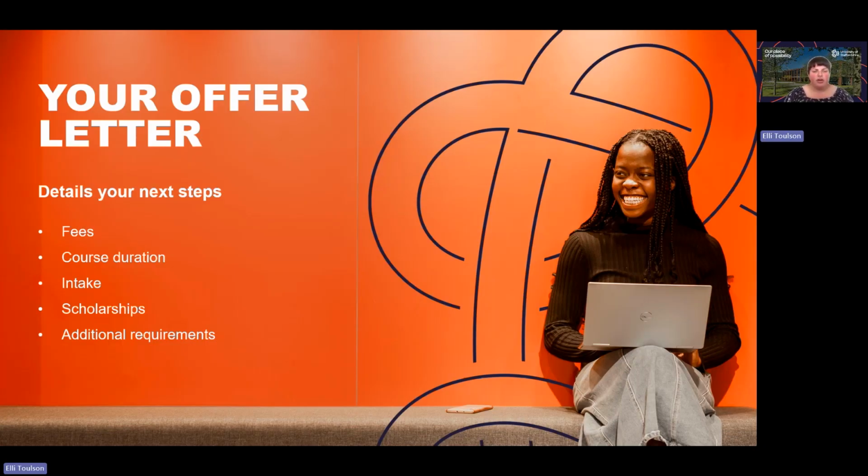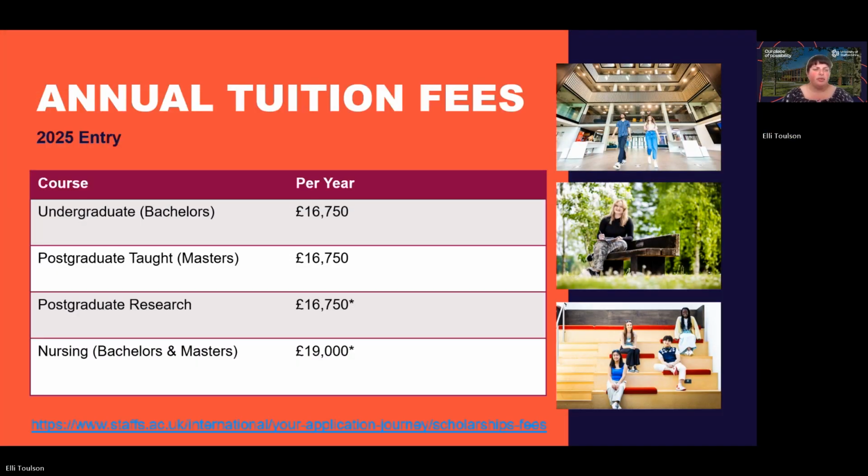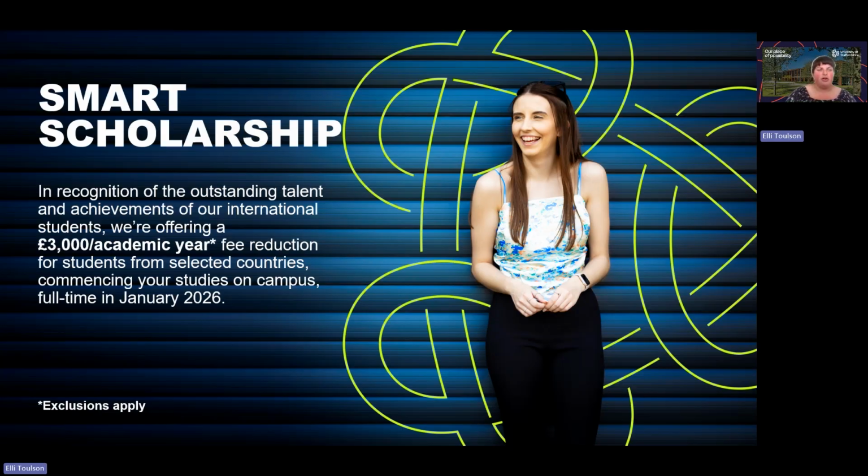So in terms of the tuition fees, all of our tuition fees that you should be receiving offers for are £16,750. And as I say, this will be stated on your offer letter, and it's stated on both conditional and unconditional offer letters. But the majority of you guys will also see on your offer letters that you will have been awarded a SMART scholarship. So our SMART scholarship is £3,000, and this is automatically awarded. So you don't need to do anything further than this.